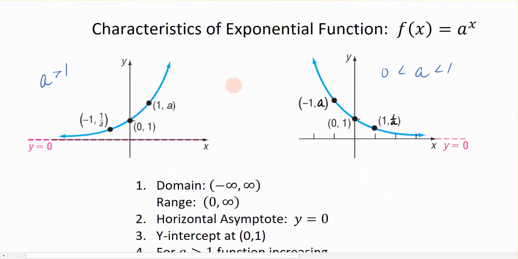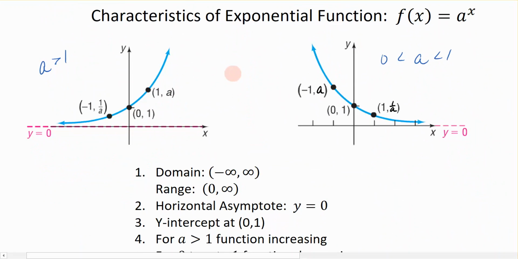Let's summarize those characteristics of our exponential functions in this way. So if I have my exponential function, base a raised to the power of x, on the leftmost picture here you have an increasing function. This characteristic is increasing when my base a is greater than 1. So anytime the base is greater than 1, this is what the picture will look like. I have a horizontal asymptote at y is equal to 0. I have a y-intercept occurring at (0, 1).